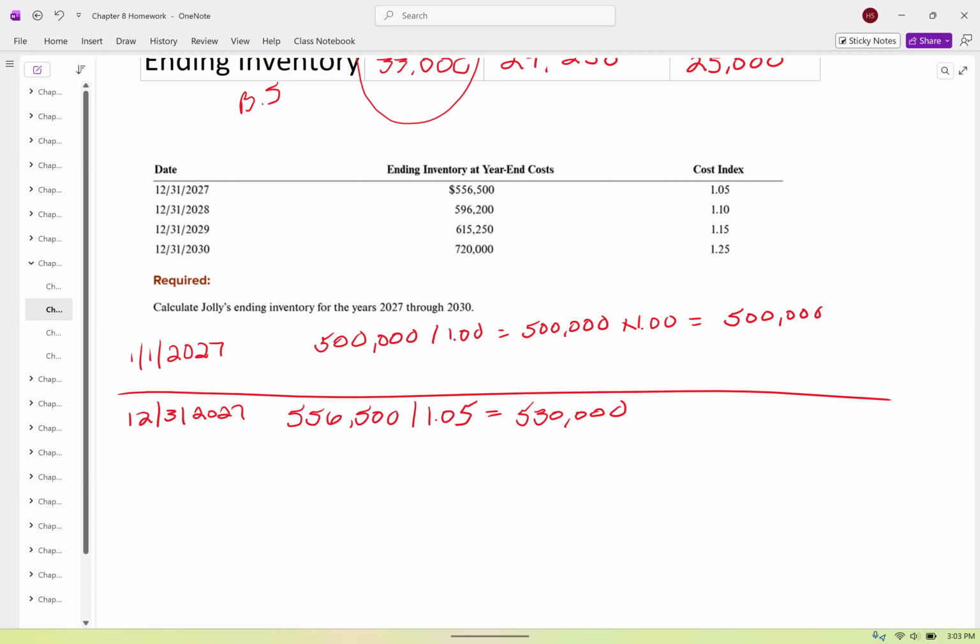We have a layer from the first year. We'll have 500,000 at 1.0. There's 30,000. A layer was created within this year of 2027. So the layer is 30,000, but we're going to multiply that because it was created in this year where the index was 1.05. So that will give us 31,500.